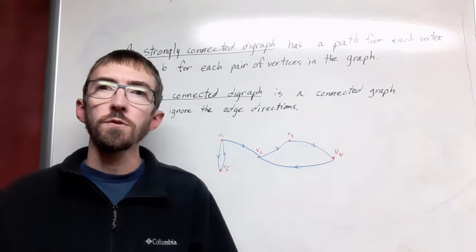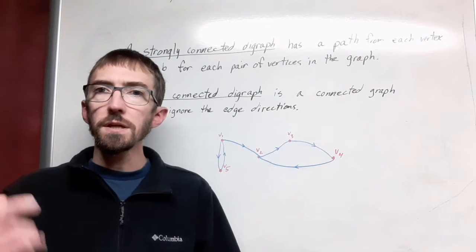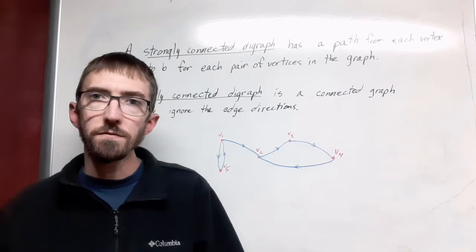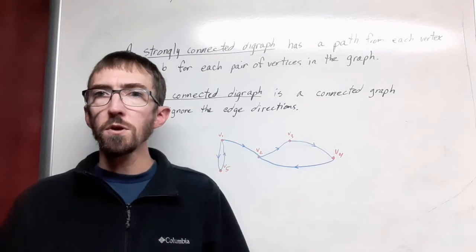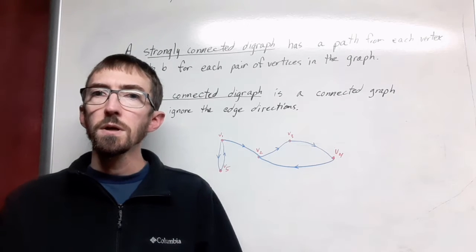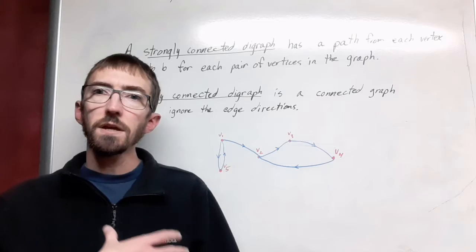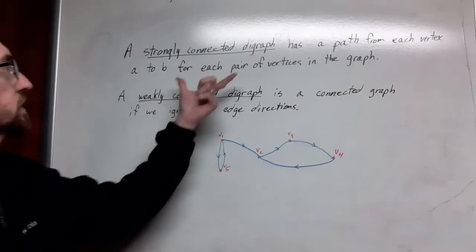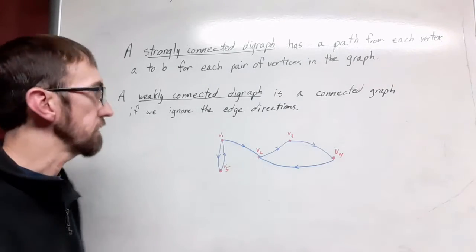In this lesson, we're going to focus on the indegree and outdegree of vertices in a digraph. And to start off, we're going to look at two definitions that pertain to digraphs and the indegree and outdegree for the vertices. So the first one is the strongly connected digraph.